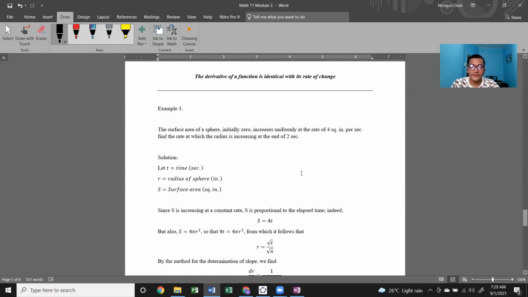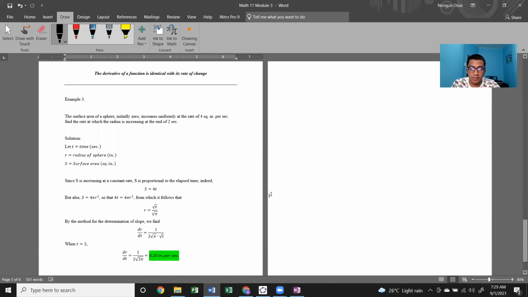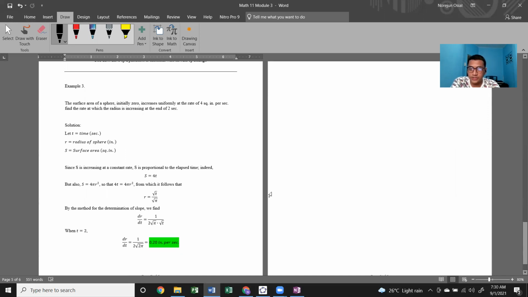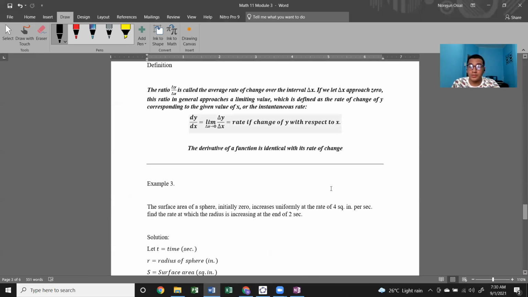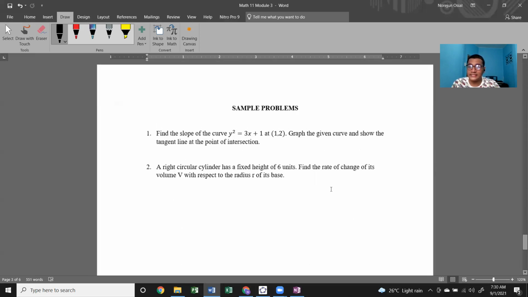Now, also I have provided an example problem for the rate of change. You just read it, class. Now, let's move on to our sample problem so that I can discuss to you how the method is used. And in our next module, we will derive formulas for the derivatives of algebraic functions.